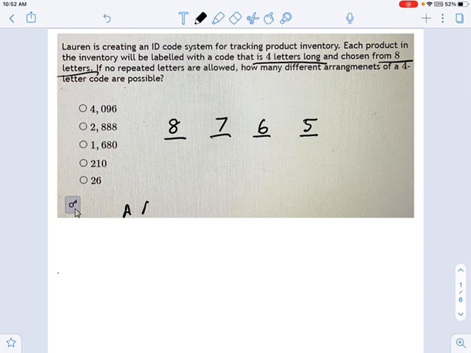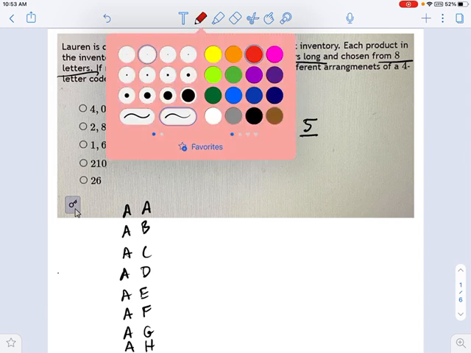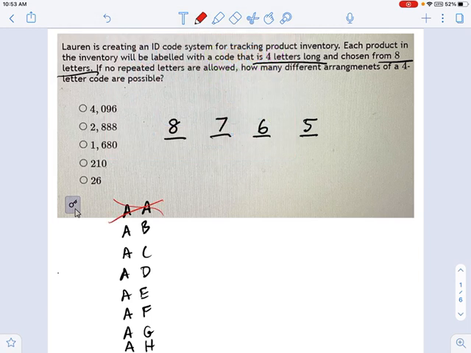Well, you could have AA, right? There's AB, AC, AD, AE, AF, AG, and AH. Which one of these doesn't work? Right? No repeats allowed. Okay, so you have 7 possibilities to go in the second slot, and that was A in the first slot. So you see, even if I pick just the letter A, I've still got 7 choices left. So in other words, 1 times 7.